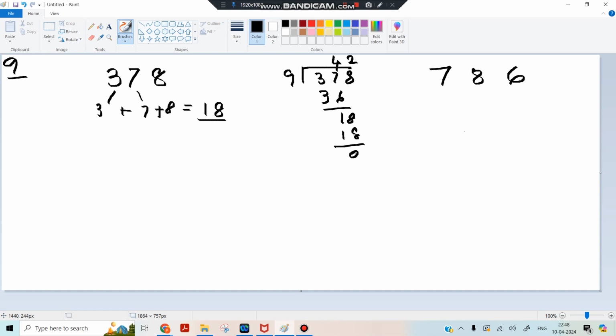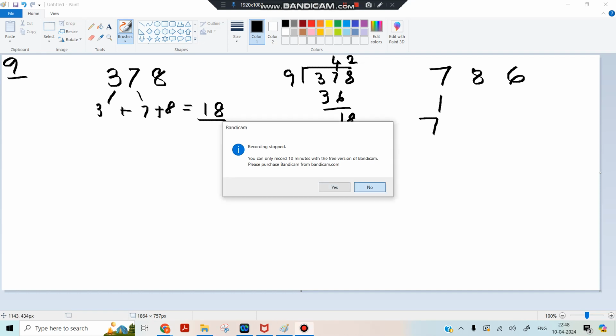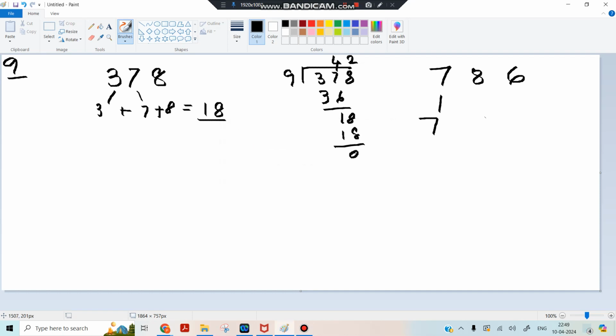786. Let's add 7, 8, 7 plus 8 plus 6. So 7 plus 8, 15, 15 plus 6, 21. Is 21 divisible by 9? No, it is not. So let's check if 786 will be divisible by 9.